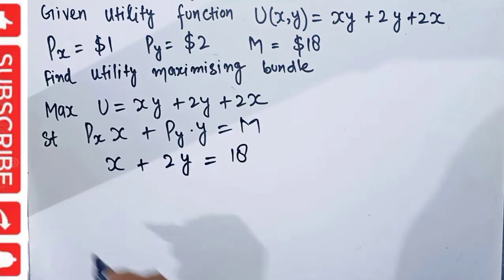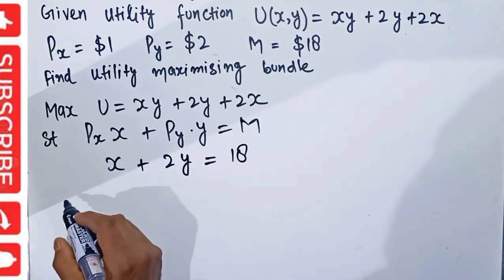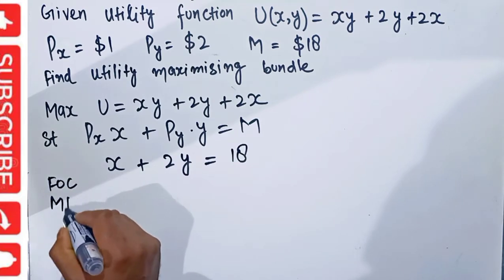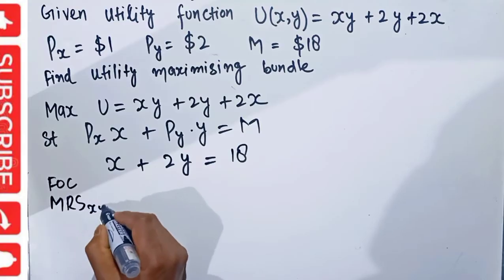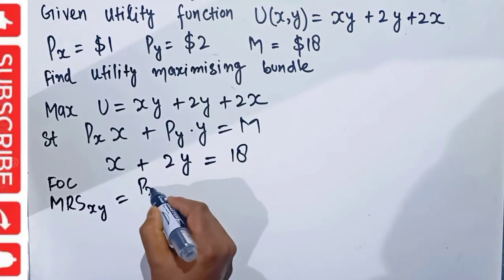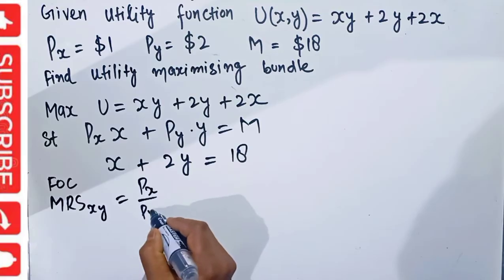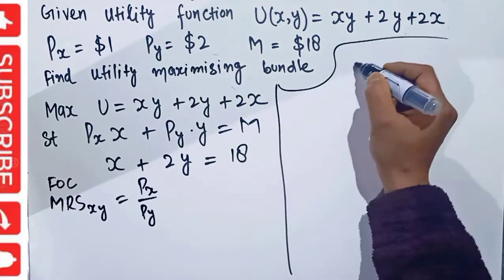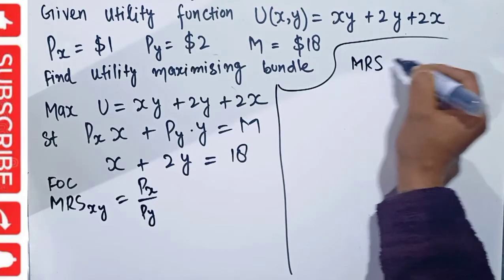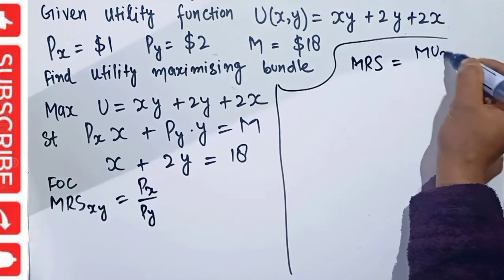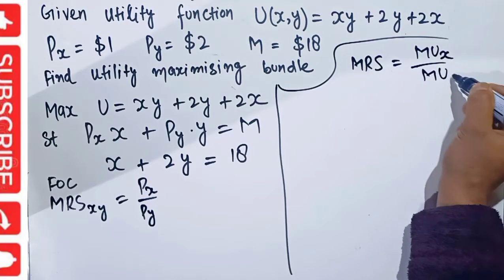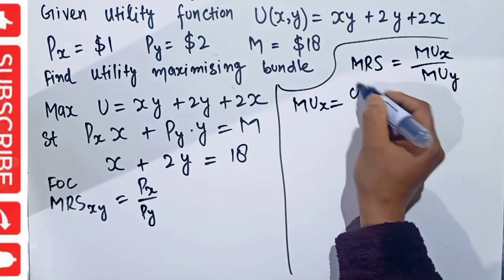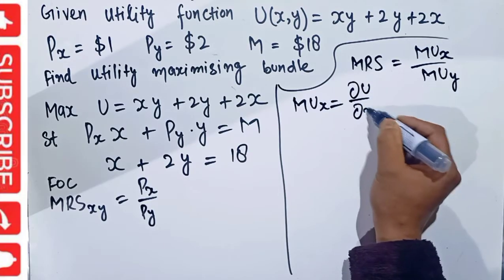So we know for utility maximization, first order condition requires that the marginal rate of substitution between good x and y should be equal to the ratio of the prices, that is price of x upon price of y. MRS is simply the marginal utility of good x upon marginal utility of good y. And marginal utility of good x is given by the partial derivative of the utility function with respect to good x.